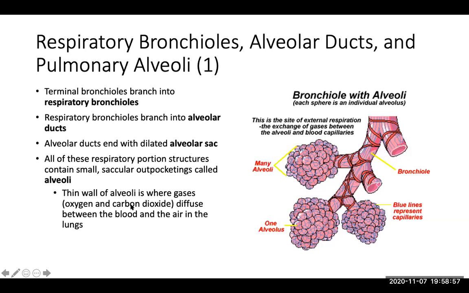And then all of these respiratory portion structures will contain small saccular outpockings called alveoli. The thin wall of alveoli is where gases, oxygen and carbon dioxide, will diffuse between the blood and the air in the lungs. So this will be the site where oxygen diffuses out of the air into the bloodstream, and where carbon dioxide will diffuse out of the blood back into the lungs to be exhaled as waste.